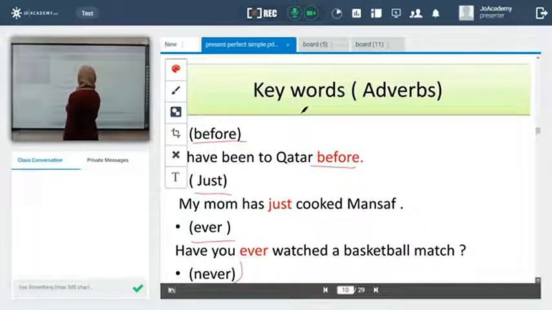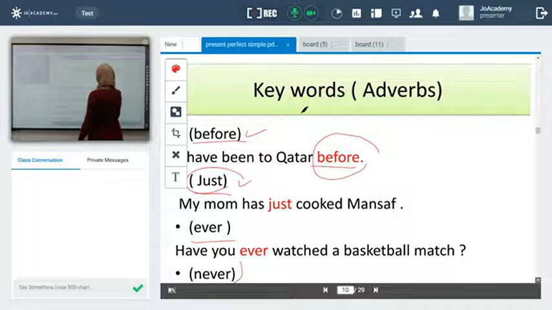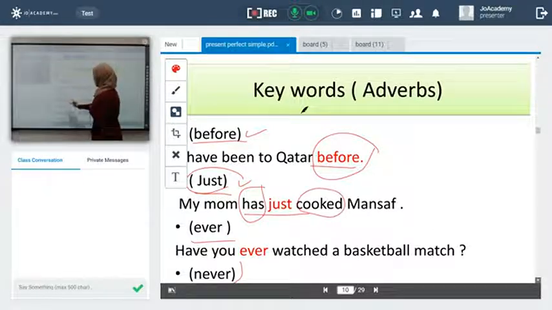My mom has just cooked mansaf. Now it is the word just. But before we move to just, let's go back to before. You will notice the difference between before and just. Look at before. Where is the place of before? It is at the end of the sentence. But what about just? Where do we put just? It is here, between the auxiliary verb has and the main verb, the past participle cooked. So we can't say, for example, mom has cooked mansaf just. This is wrong. It is usually in the middle.